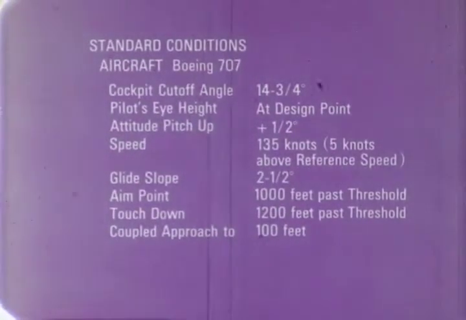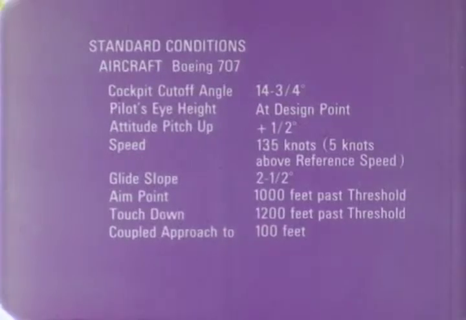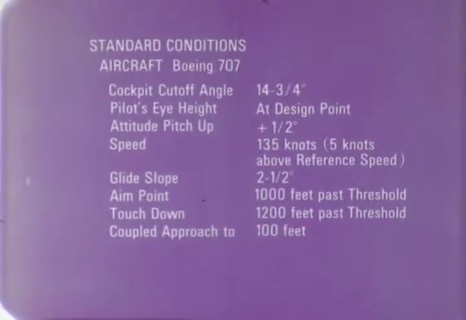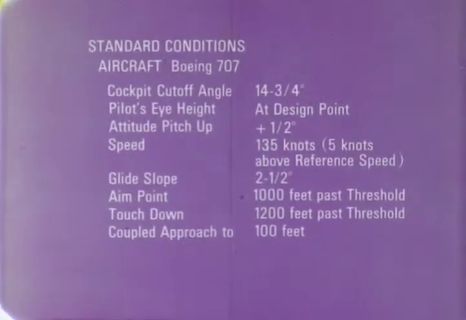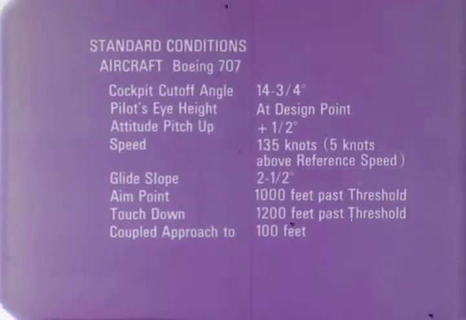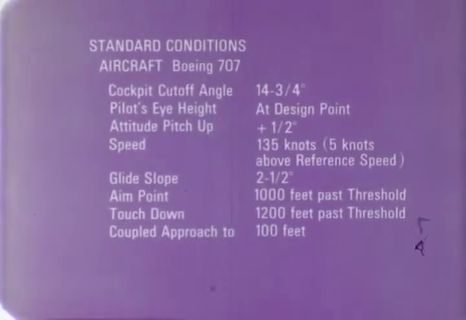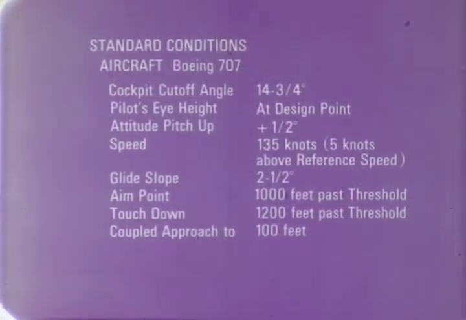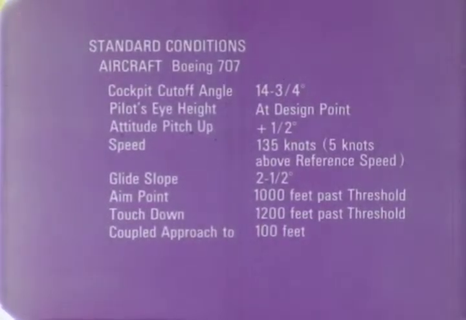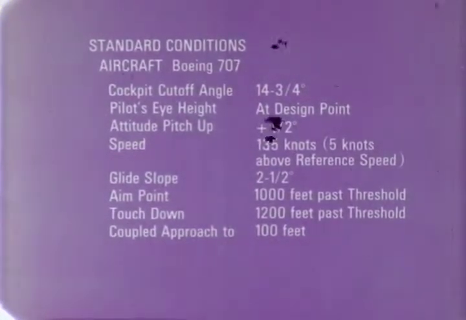Standard conditions: aircraft Boeing 707, cockpit cutoff angle 14 3/4 degrees, pilot's eye height at design point, attitude pitch up plus 1/2 degree, speed 135 knots, 5 knots above reference speed, glide slope 2 1/2 degrees, aim point 1,000 feet past the threshold, touchdown 1,200 feet past the threshold, coupled approach to 100 feet.